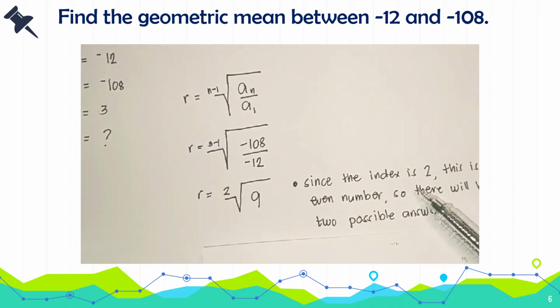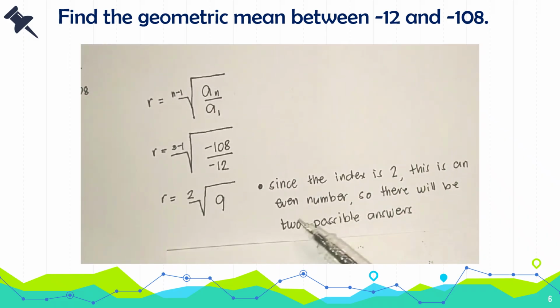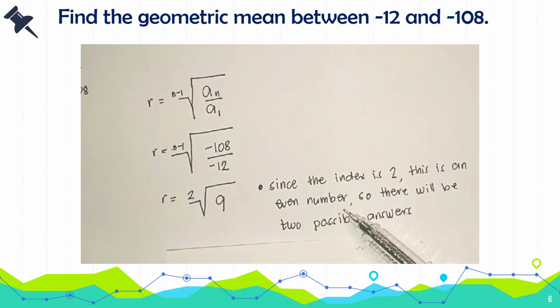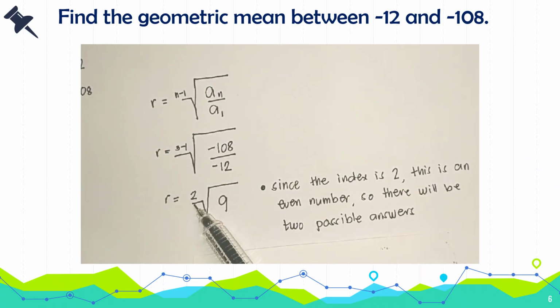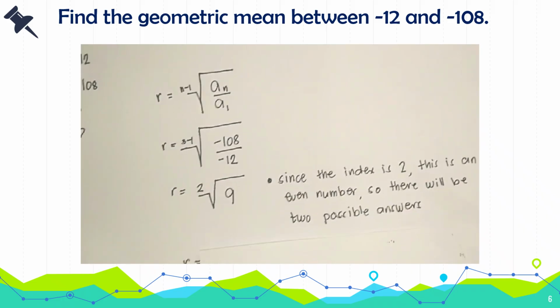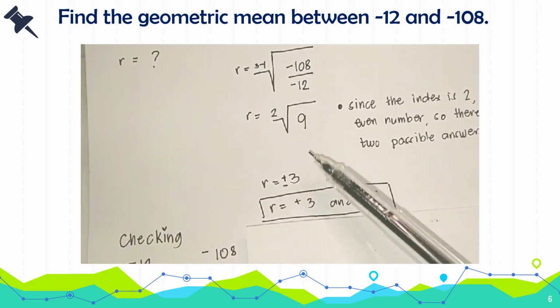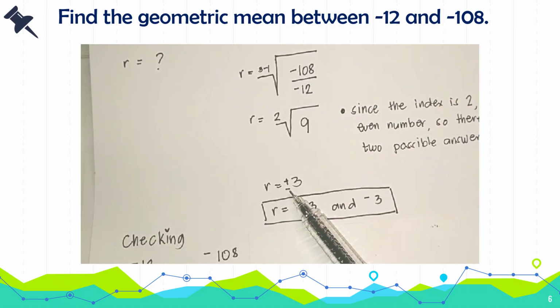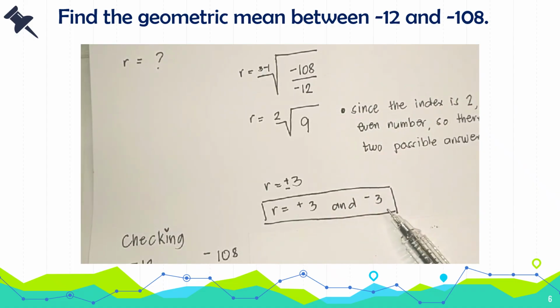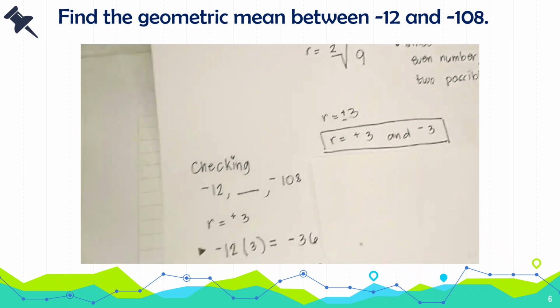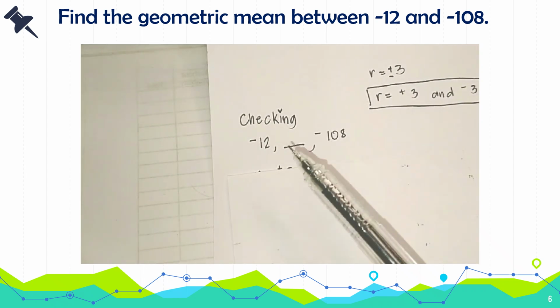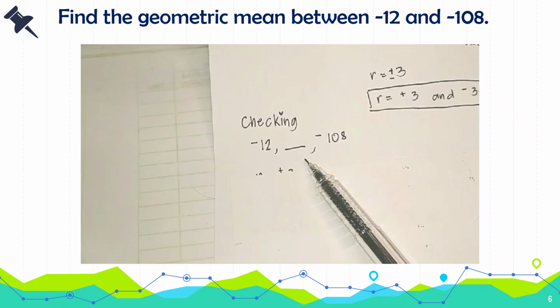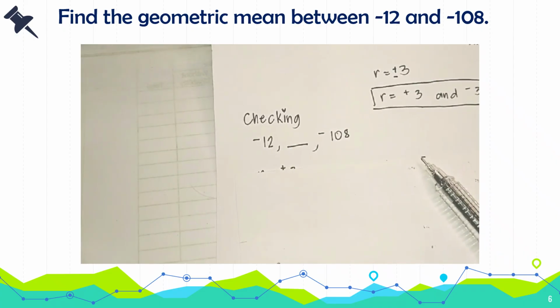Since the index is 2, this is an even number, so there will be 2 possible answers. The index is an even number. Then by simplifying, we will have R is equal to positive 3 and negative 3. Let's do the checking. Again, we have negative 12, blank, negative 108.